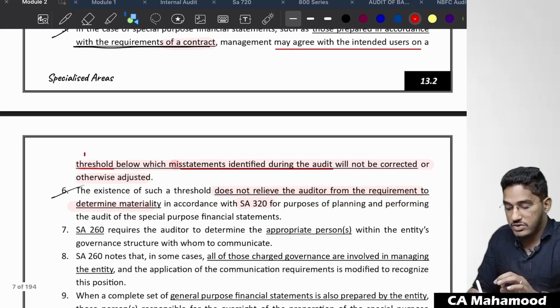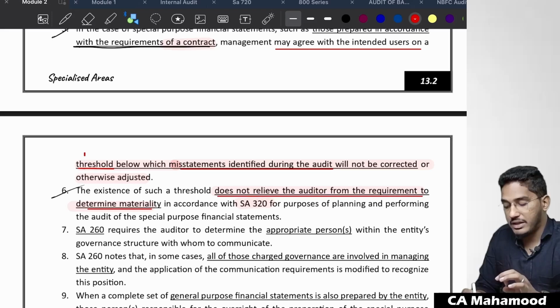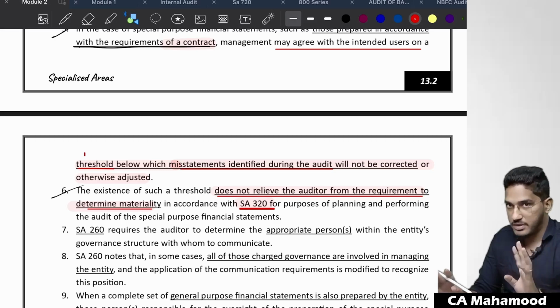Now this is linking with the next point. The existence of such a threshold does not relieve the auditor from the requirement to determine materiality. So just because the parties have agreed in the contract, that will not reduce the responsibility of the auditor to determine materiality. He still has to determine the materiality as per SA 320 only. Understood now? So this is how you have to interpret it.